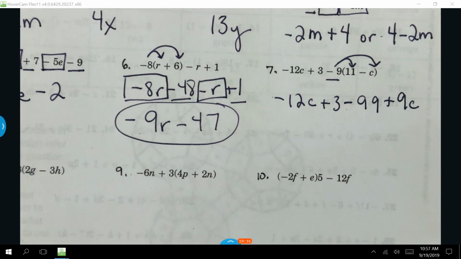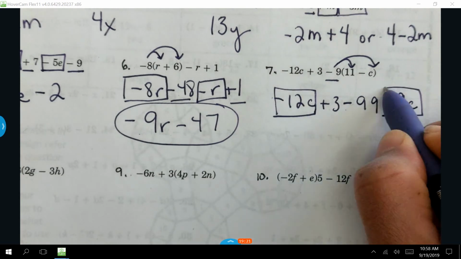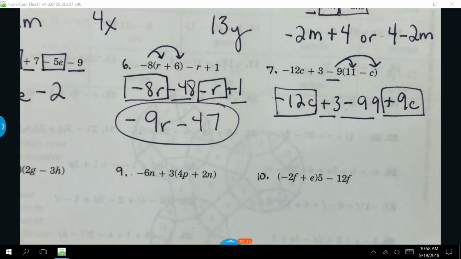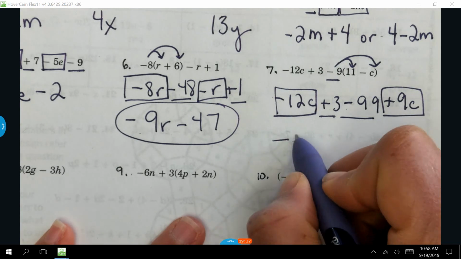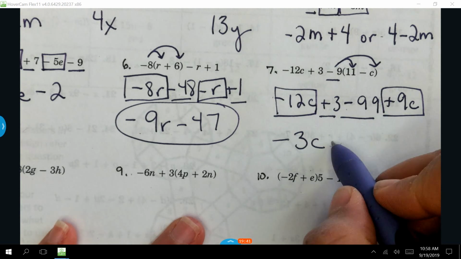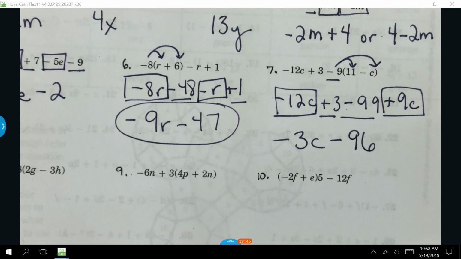And now we're going to combine our like terms. We have a negative 12c, a positive 9c, and a positive 3 and a negative 99 go together. So what do we have? Negative 3c, plus negative 96. Yes, minus 96. Again, if you put plus negative 96, I know it's the same thing, but simplified as possible.